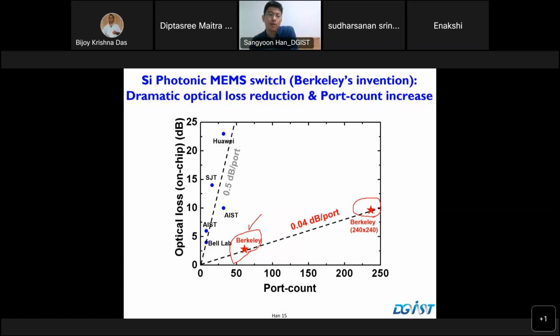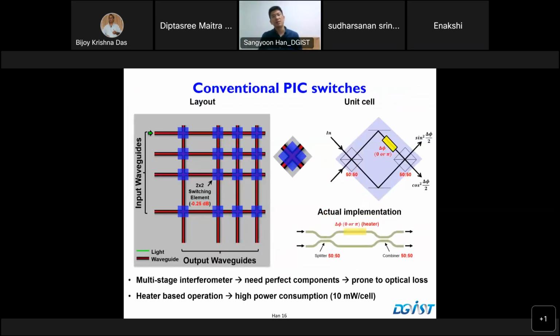So there's a huge gap between them, a huge improvement by using MEMS, waveguide attached MEMS. So what are the differences between the conventional silicon photonic switches and the silicon photonic switch we developed at Berkeley, which uses MEMS to move the waveguide? This slide shows you how the conventional silicon photonic switches work.